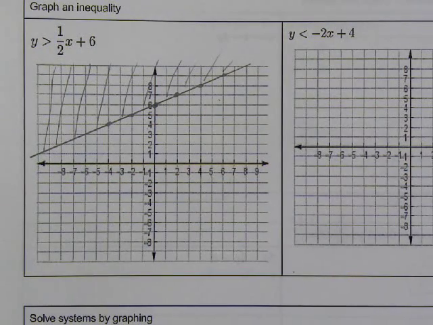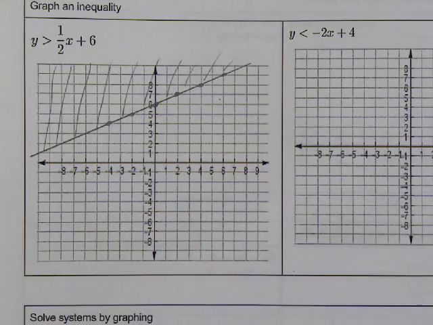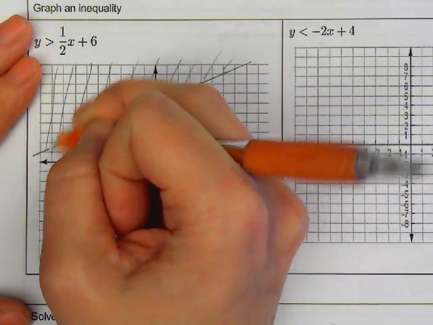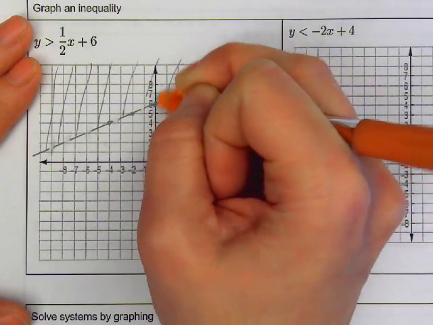Questions on that? Another thing you might want to note on your cheat sheet is that if it's y is greater than, you shade up. If it's y is less than, then you shade down.